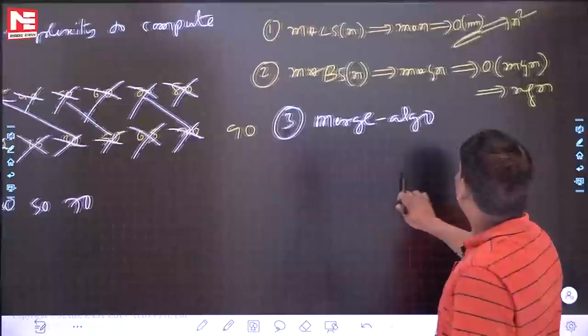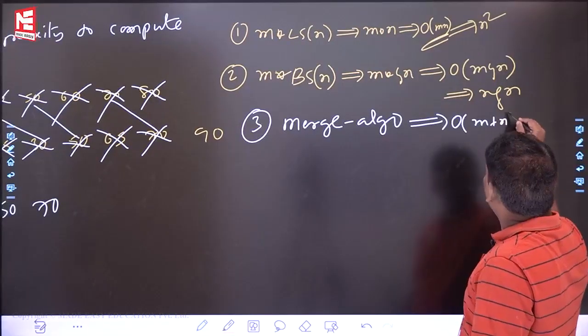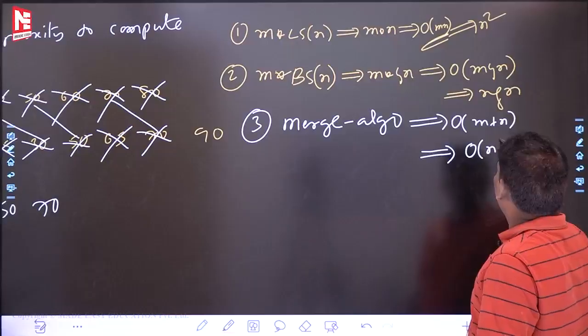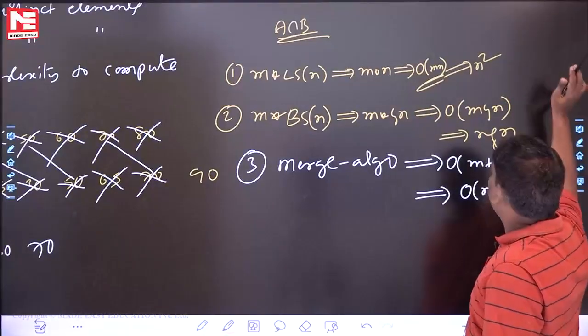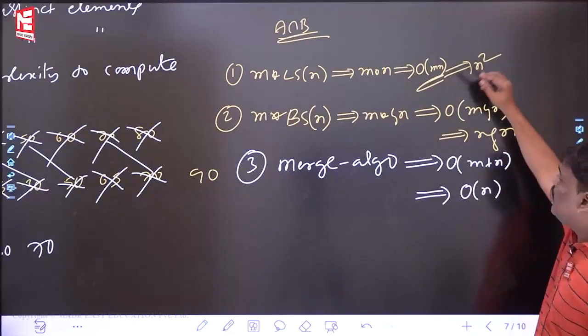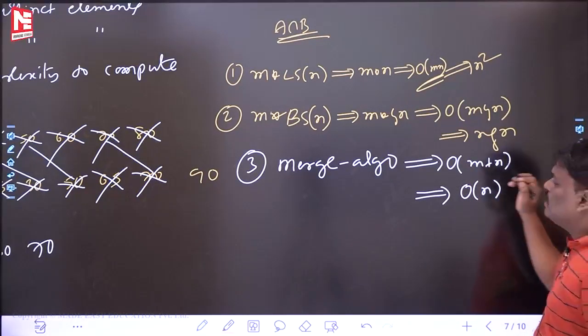Merge algorithm time complexity, what is the answer? Order of m plus n. If both are equal, what is the time complexity? n plus n, order n. So the first algorithm is n squared, the second algorithm is n log n, and the third one is n. This is the best algorithm.